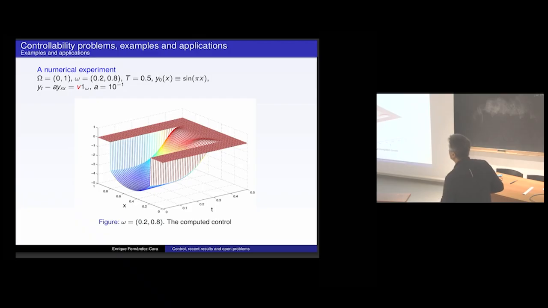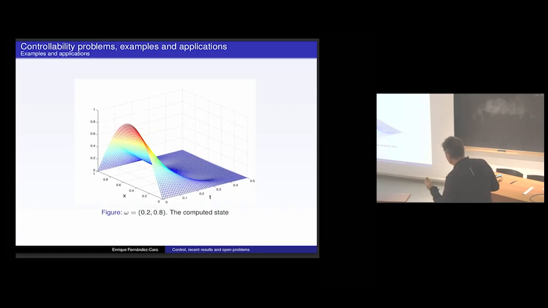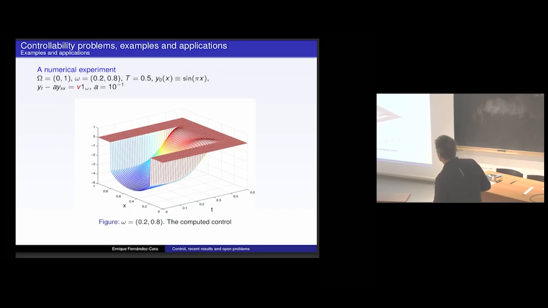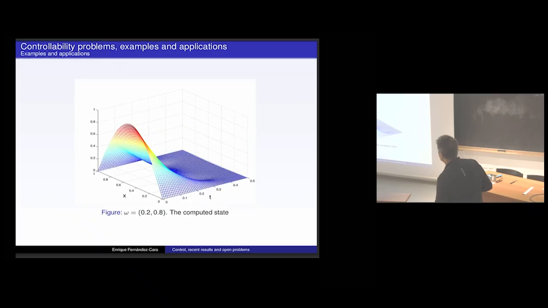This is what I am able to compute, and I will tell you in a few moments how. And this is the state. The state starts at y naught equal to sine of pi x. So this is very different from 0, and in this time interval, which is not too large, I'm able to make the solution go to 0.